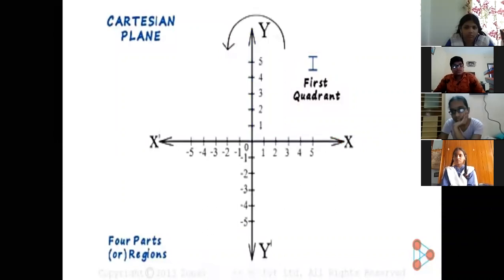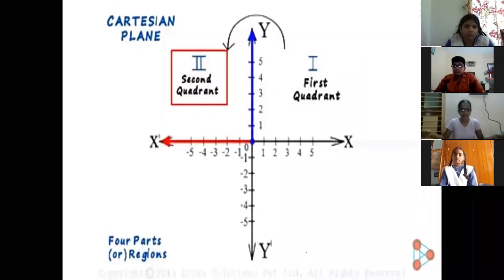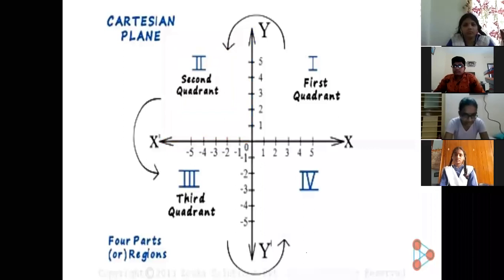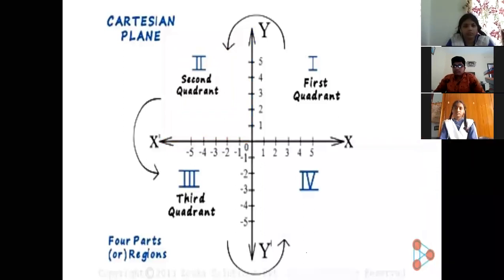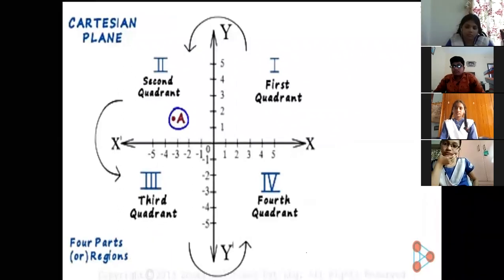In the anti-clockwise direction, if we go, this one is known as the second quadrant. In this quadrant, y is positive and x is negative. Next one is the third quadrant. In this, both x and y are negative. Next one is the fourth quadrant. In this, x is positive and y is negative.